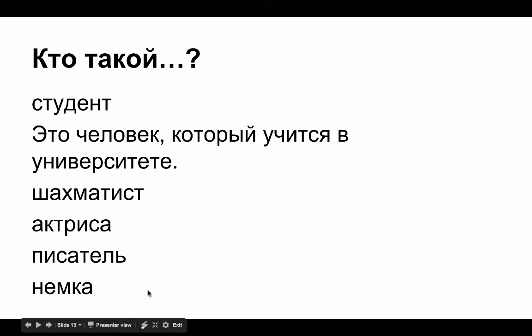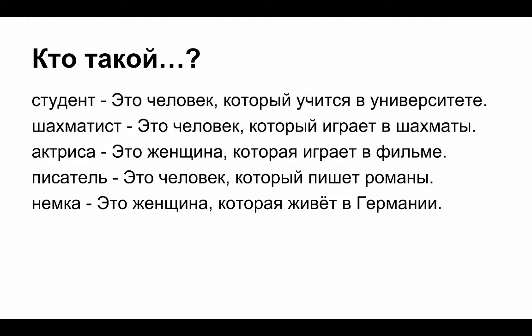Now let's look at these words and see if we could define them using который. Шахматист, актриса, писатель, немка. Here's a way that we could define them. Шахматист – это человек, который играет в шахматы. Актриса – это женщина, которая играет в фильме. Писатель – это человек, который пишет романы. И немка – это женщина, которая живет в Германии. There could be other ways of defining these people, but this is one way.